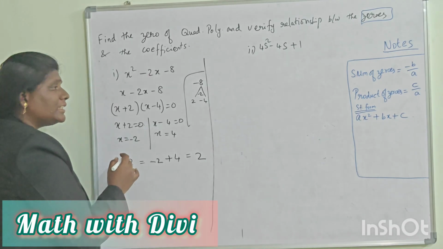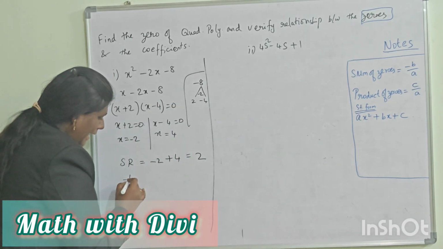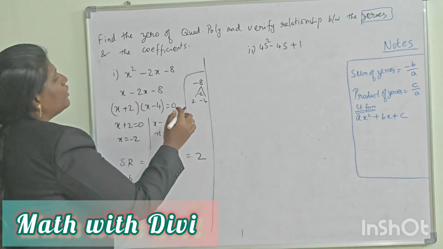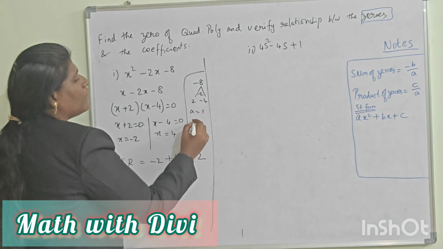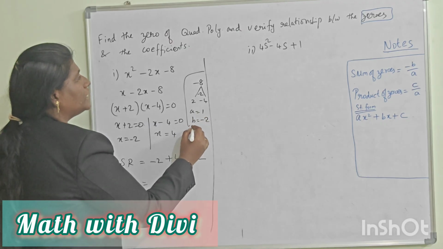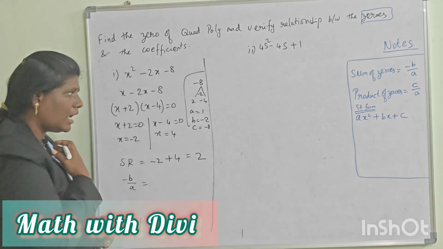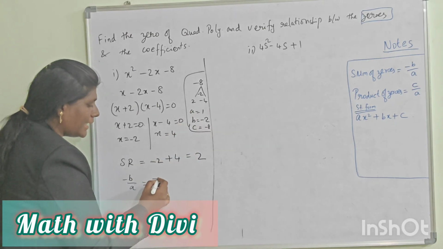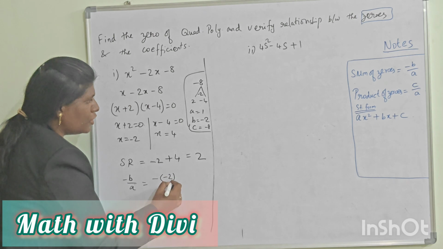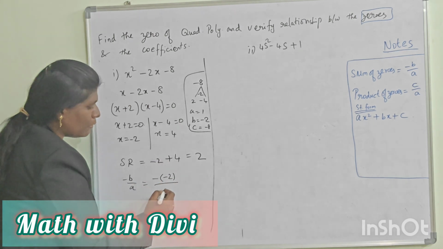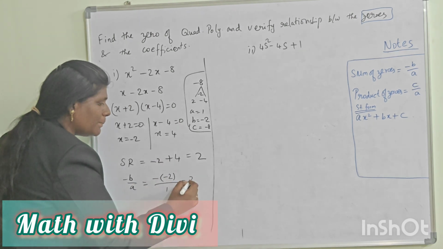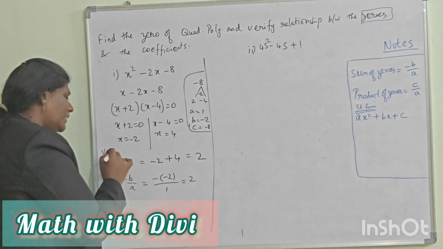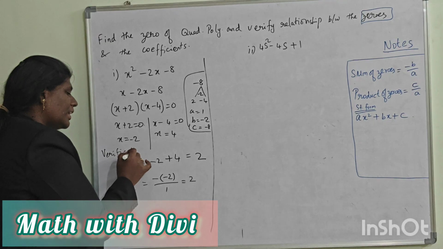Understand? And for the sum of zeros, what is the formula? Minus b by a, right? From the question, a is equal to 1, b is equal to minus 2, c is equal to minus 8. Am I right? See? So, minus b by a means minus, b is minus 2, by a is 1. Minus into minus is plus, 2 by 1 is 2. So, are they equal? Yes, hence verified. This verification is over.